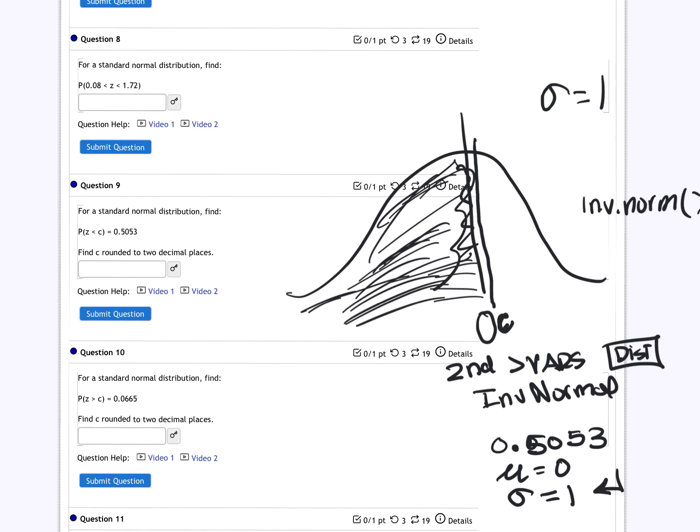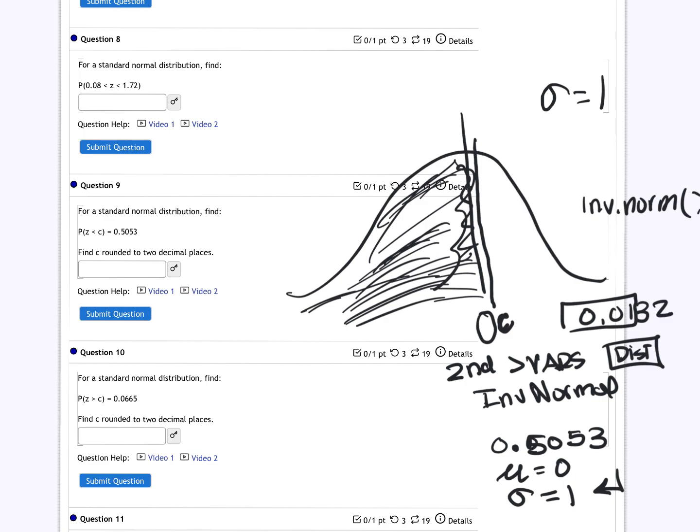So I'll do it real quick so you can check your answer with mine as you're doing this, just to make sure you're punching the numbers right. Again, second vars. Inverse normal is number 3. 0.5053 left of the tail, 0, 1, paste. Enter. Like I said, it's a number really close to 0, 0.0132. So 2 decimal places would be right there. Okay, so that's number 9.